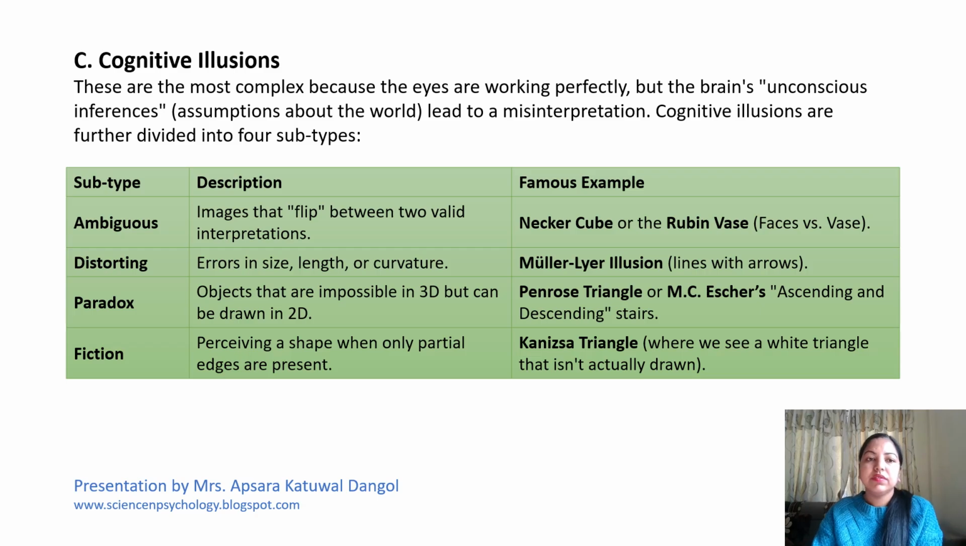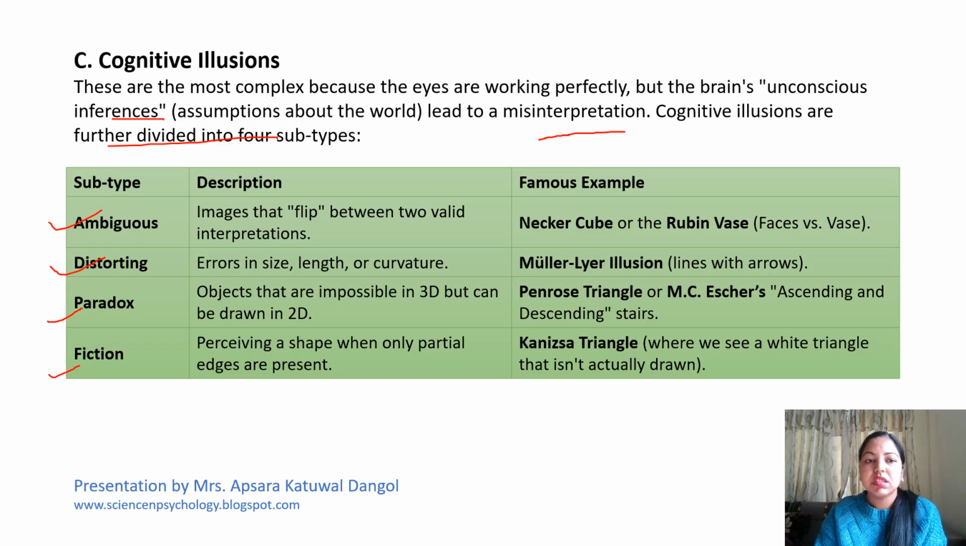Next one is cognitive illusion. These are the most complex because the eyes are working perfectly, but the brain's unconscious inferences about the world lead to misinterpretation. So cognitive illusions are further divided into four subtypes, that is ambiguous, distorting, paradox, and fiction.